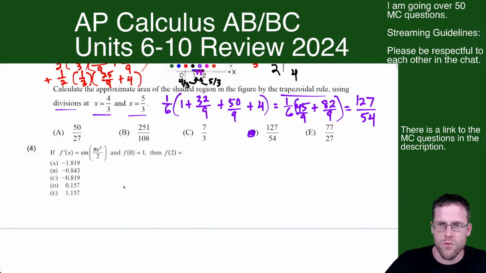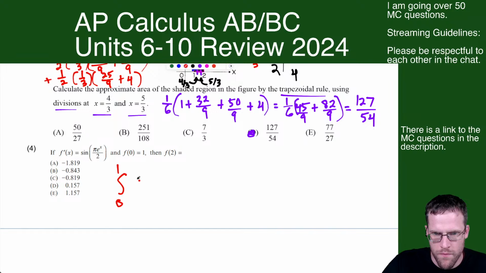Okay. So this one is a big formula you need to know. I'm going to write that the integral from 0 to 1 of f prime of x dx equals, and fundamental theorem of calculus.